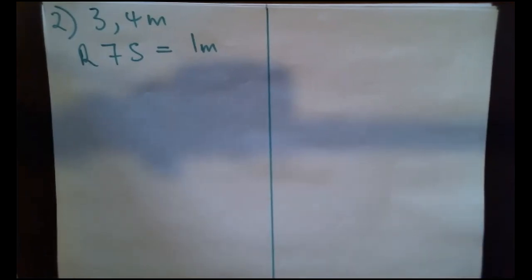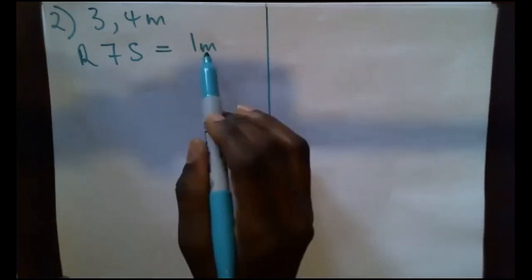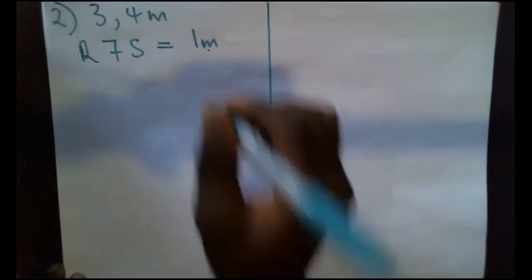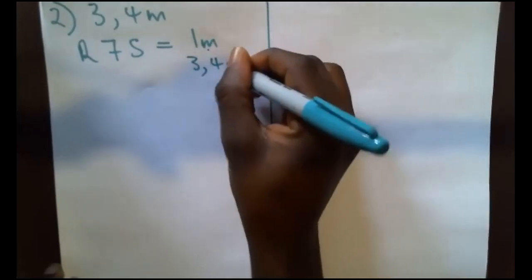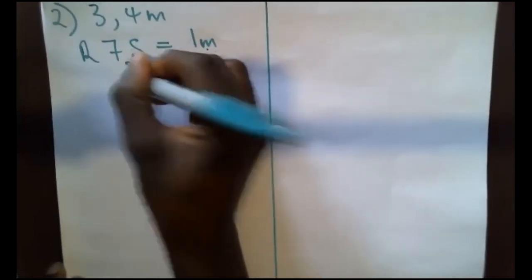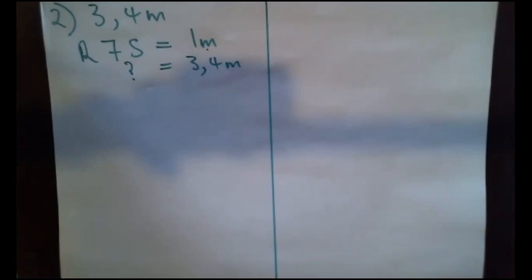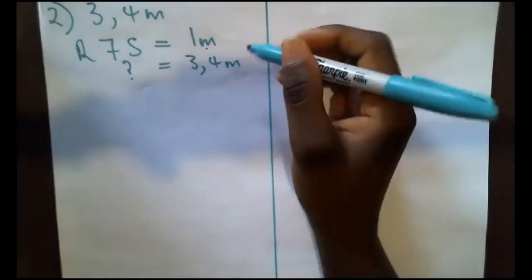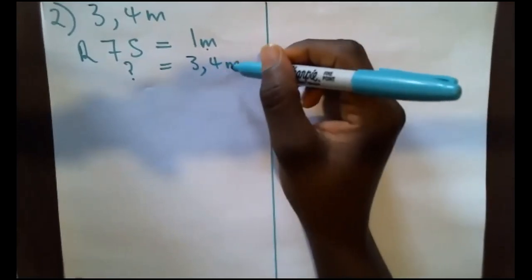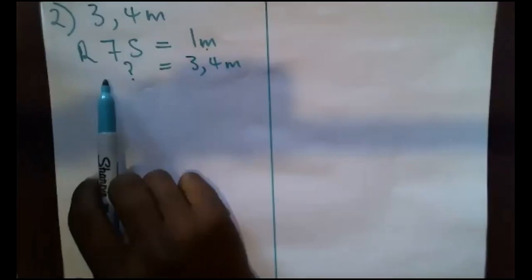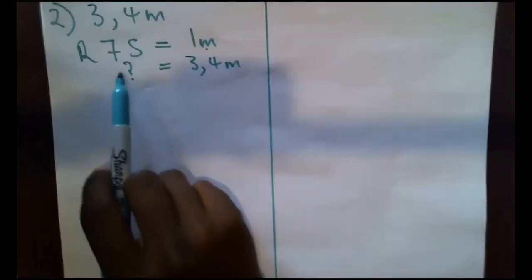Again, guys, this is simple proportion. We are always going to use simple proportion. If you can help it, just use simple proportion. What is the information that we have? We are told that 1 meter is equal to 75 rand. So we need to figure out what we need to pay for 3.4 meters. We have 3.4 meters here and a question mark.